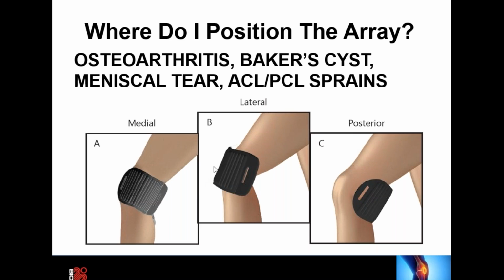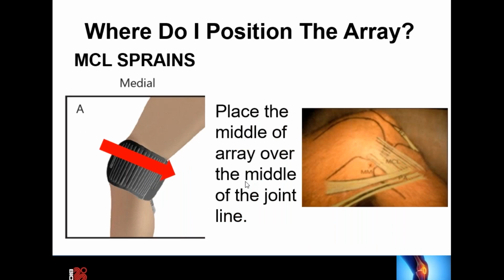So to position the array, I recommend that you place the array for treating osteoarthritis or a Baker's cyst or meniscal tear, inside sprains like ACL or PCL. You're going to treat the medial, lateral, and posterior aspects of the knee joint, so all the way around the knee joint. For medial collateral ligament sprain, usually you just need to treat them inside of the knee, directly over the middle area of the joint line.